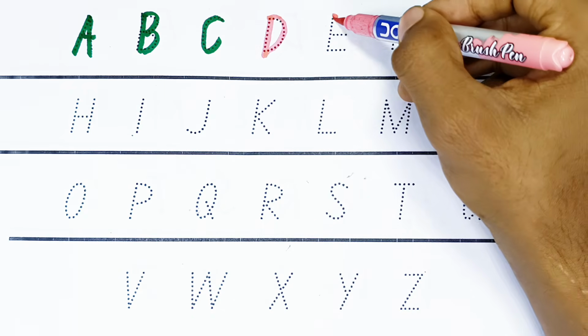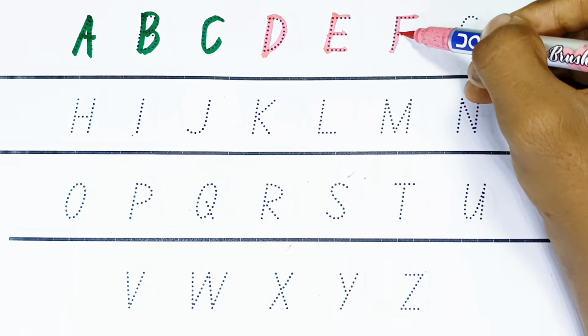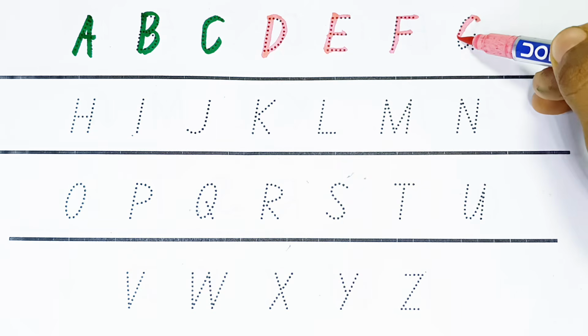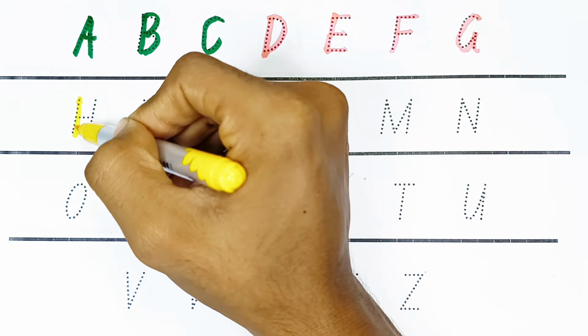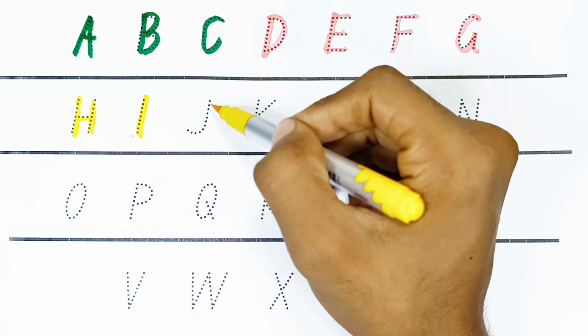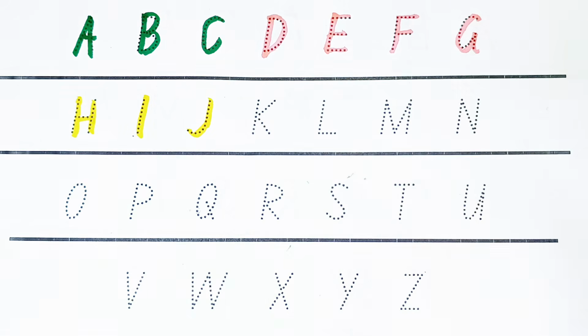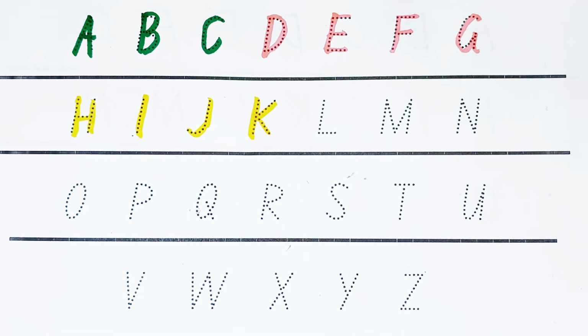D for dog. E. E for elephant. F. F for fish. G. G for God. Kids, now you draw H. The alphabets of H. H for helicopter. I for ice cream. J. J for joker. K. K for king. Kids, now you draw L.